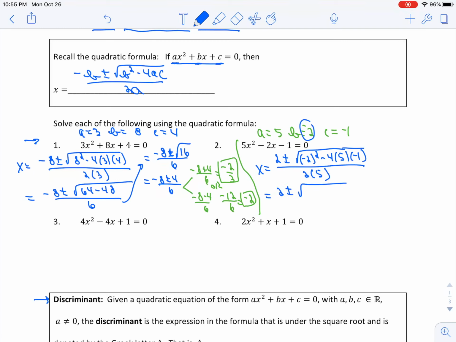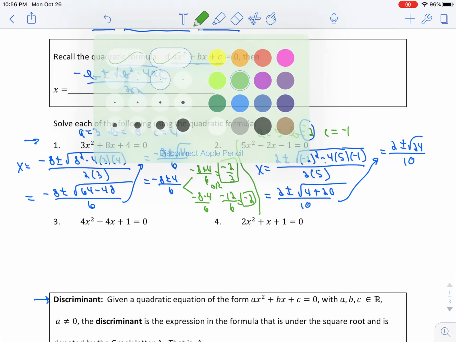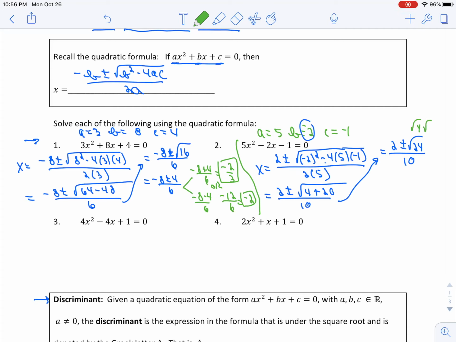So this becomes 2 plus or minus the square root of 4, and then the negative times the negative gives us plus 20, all divided by 10. So this turns out to be 2 plus or minus the square root of 24 divided by 10. And then we should try to simplify that. Notice that square root of 24 can be thought of as the square root of 4 times the square root of 6. So this becomes 2 plus or minus 2 times the square root of 6 divided by 10. And then it turns out that each of those terms can be divided by 2.